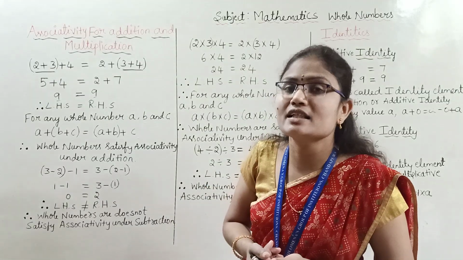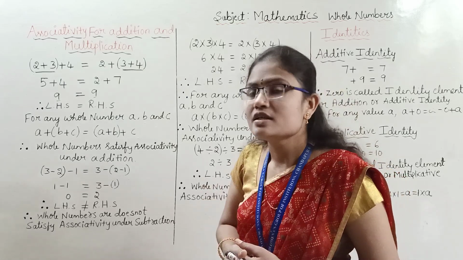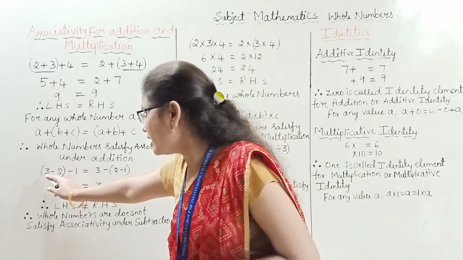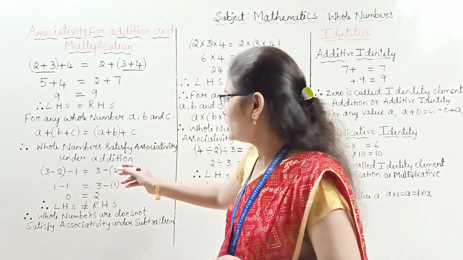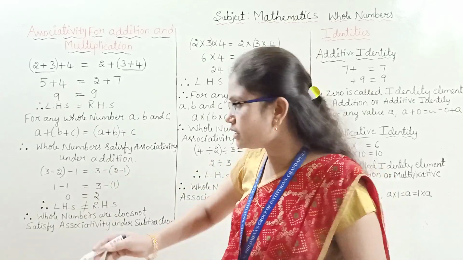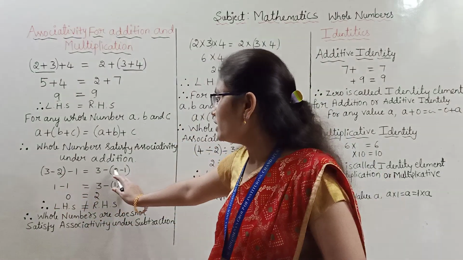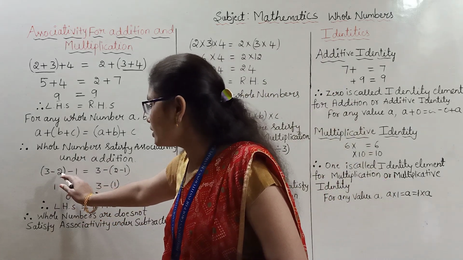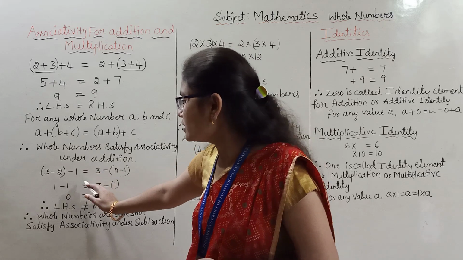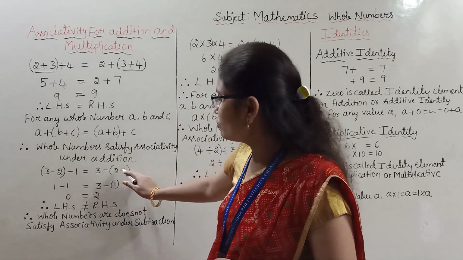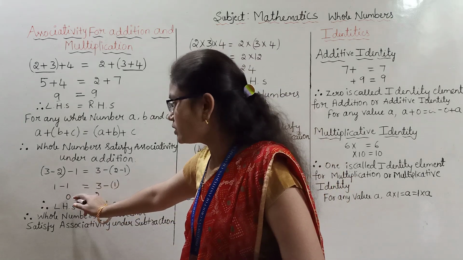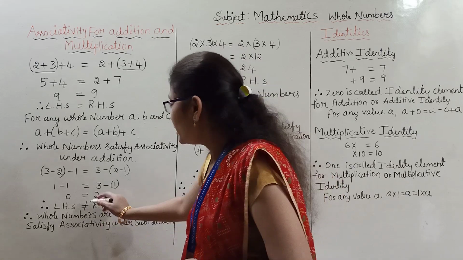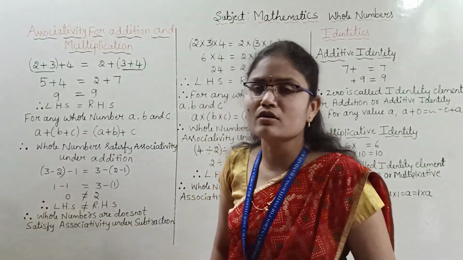Next, consider subtraction, with the same process. You can observe here I have taken 3, 2 and 1, and on the RHS also 3, 2, 1. Here 3 and 2 are grouped as one group, and there 2 and 1 are grouped. If you subtract 3 minus 2, you get 1, then 1 minus 1 is 0. On the RHS, 2 minus 1 is 1, and 3 minus 1 is 2. Is 0 equal to 2? No, it is not equal.